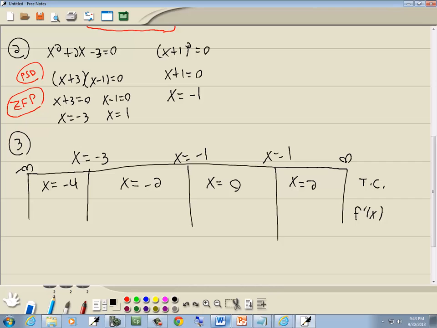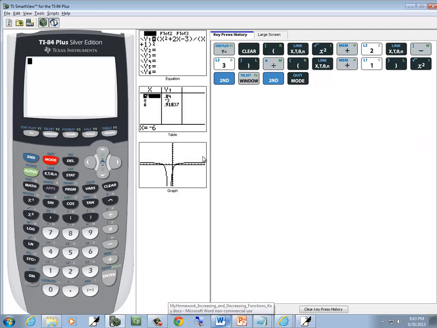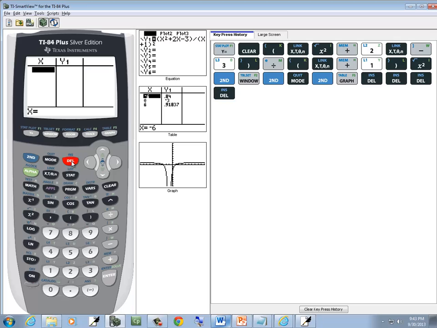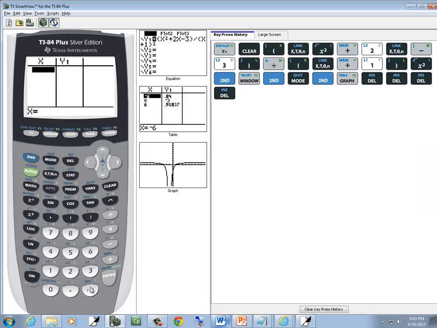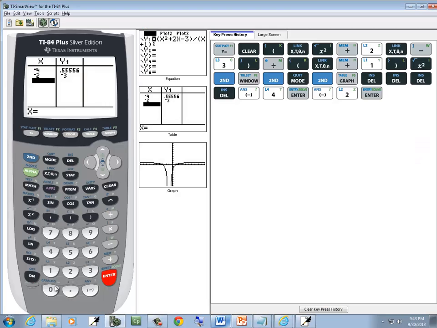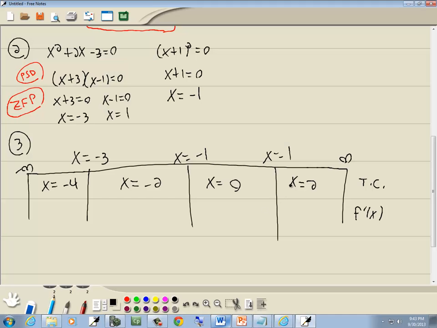Keep in mind, we just put our derivative into the y equals, didn't we? So now we can go to the table mode. So do second graph. I'm going to press delete over and over to clear out those entries I have there. And we're going to put in our test cases. So -4, enter. -2, enter. 0, enter. And 2, enter. So I just put in all my test cases.